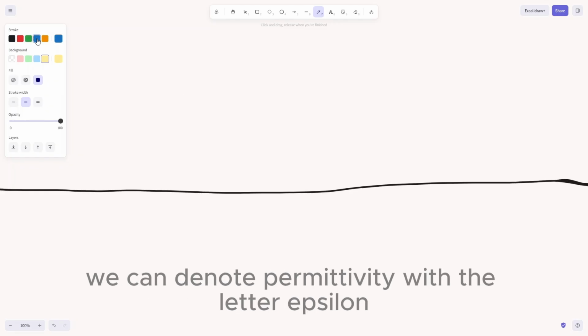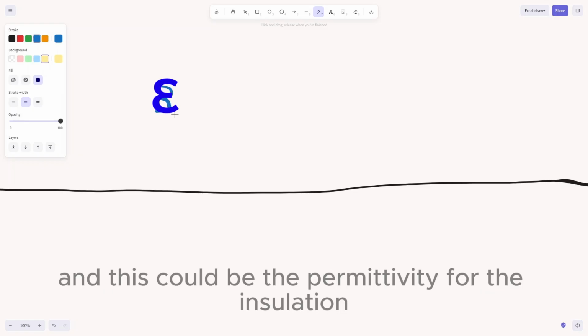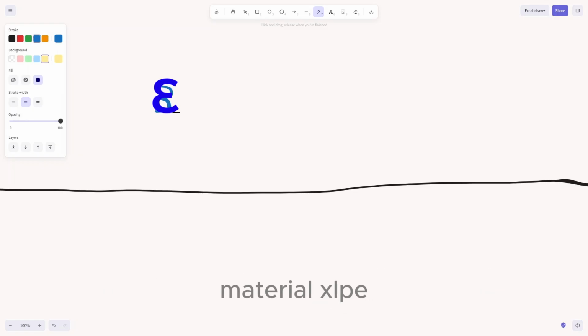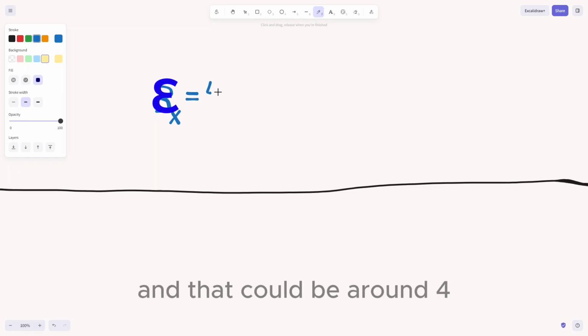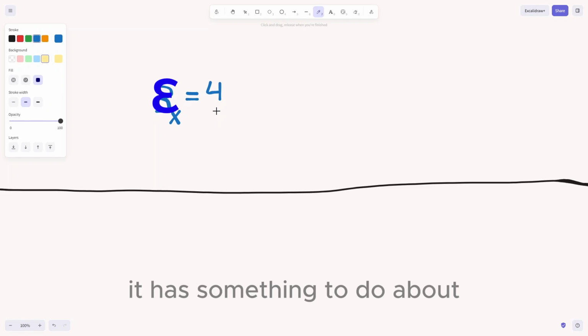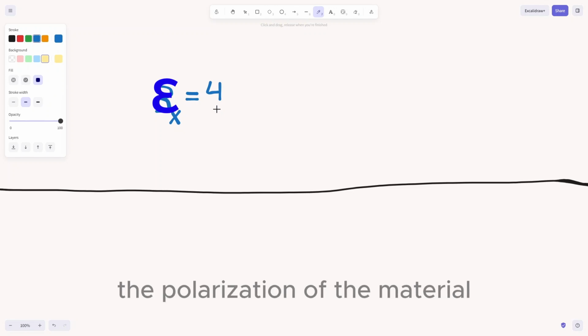We can denote permittivity with the letter epsilon. And this could be the permittivity for the insulation material XLPE, so I'm going to write X here. And that could be around 4. But what does that mean? Well, it has something to do with the polarization of the material.